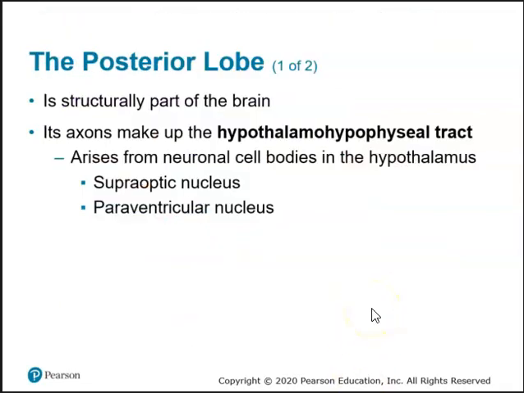So the posterior lobe of the pituitary is structurally part of the brain. Its axons make up the hypothalamo-hypophyseal tract. Try to say that 5 times fast. Hypothalamo-hypophyseal tract. This arises from neuronal cell bodies in the hypothalamus. You have your supraoptic nucleus and your paraventricular nucleus. And in a moment, I'll show you a good mnemonic that'll help you remember the different nuclei in the hypothalamus and the hormones that are released.